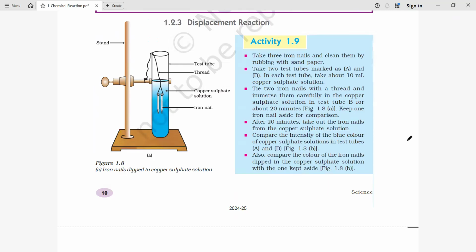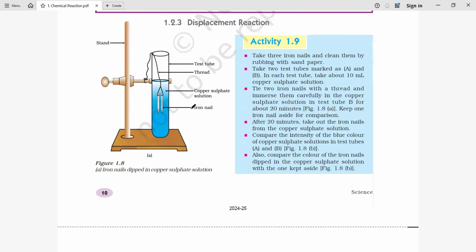Same thing here. We are going to see that in the displacement reaction, इसमें क्या होगा, mainly on the basis of reactivity series. जो high reactive elements हैं वो low reactive elements को displace कर देंगे उसके compounds से और वो उसका place ले लेंगे. So high reactive elements will take the place of the low reactive elements.